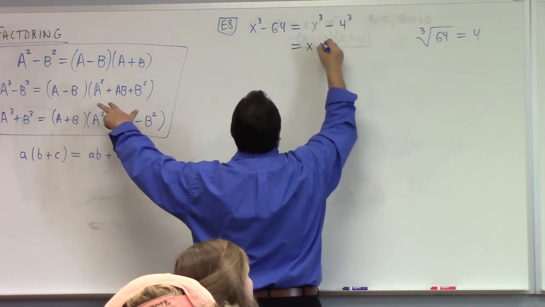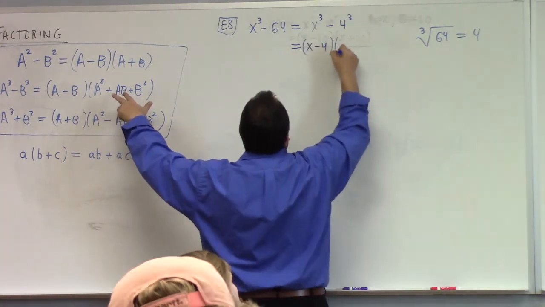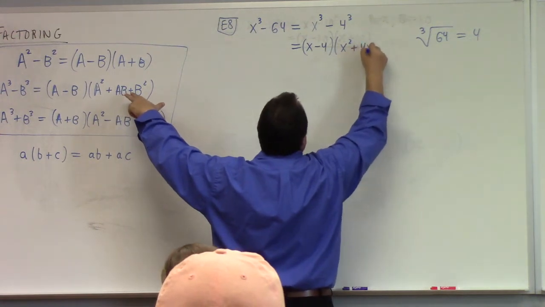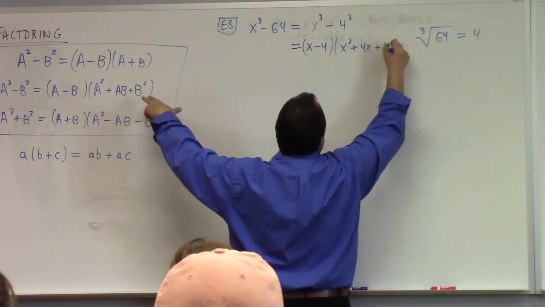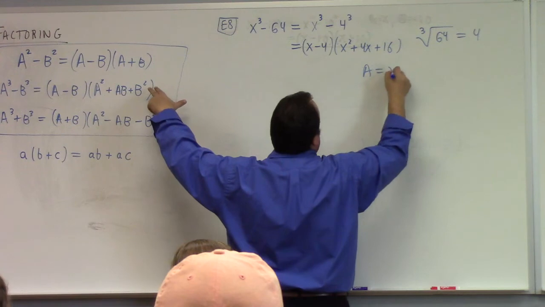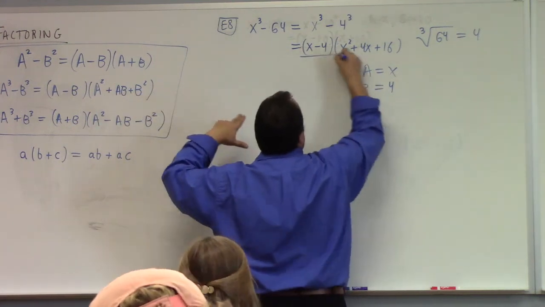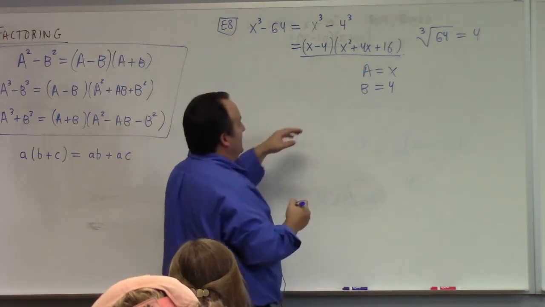We've got x minus 4, and then we're going to do x squared plus 4x plus 16. So what I'm doing here is a equals x, b equals 4 in this pattern. And here's a pro tip for you.